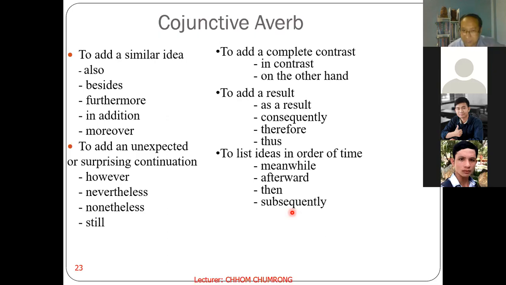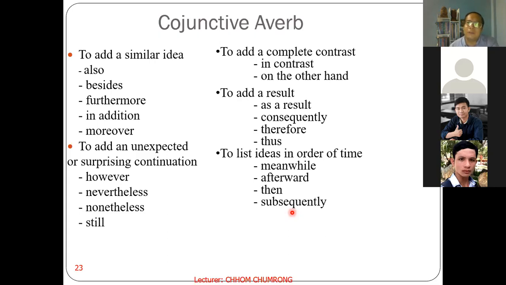Conjunctive adverbs: for example, moreover, furthermore, second, third, next. When you want the opposite, on the other hand, nevertheless, nonetheless. And when you want to give the last idea, finally. And when you want to give the conclusion: in conclusion, to sum up, all in all, in brief, in short. These are called conjunctive adverbs.